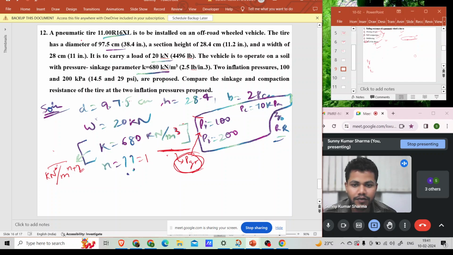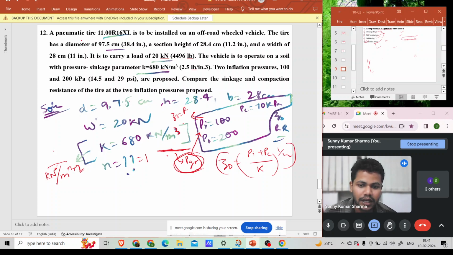And for elastic mode of operation, we will calculate sinkage as PI plus PC by K to the power 1 by N. This will be for elastic mode, and if it is in rigid mode, then the sinkage formula will be 3W by D root under T or something, K, that is 1 by 2n plus 1. This will be for rigid mode.